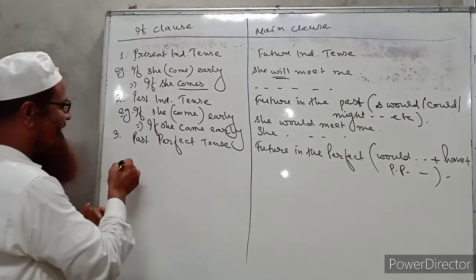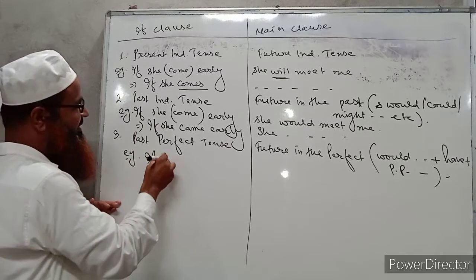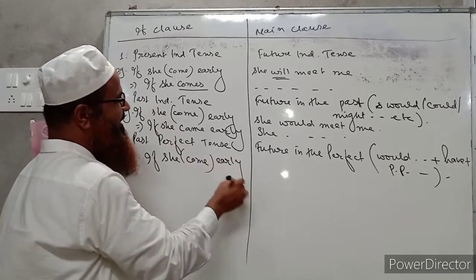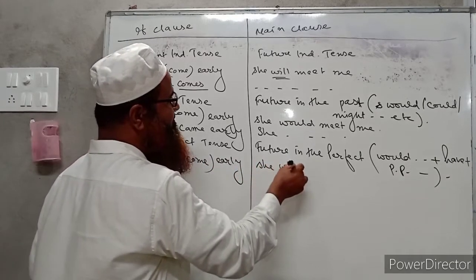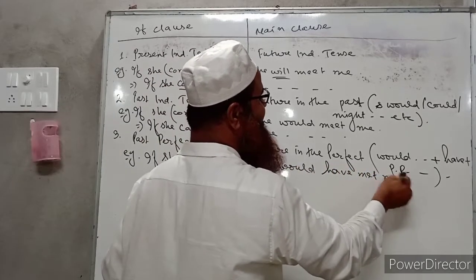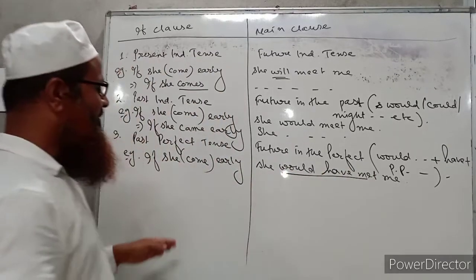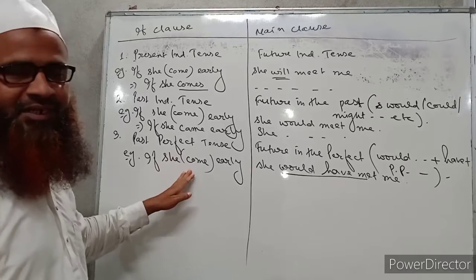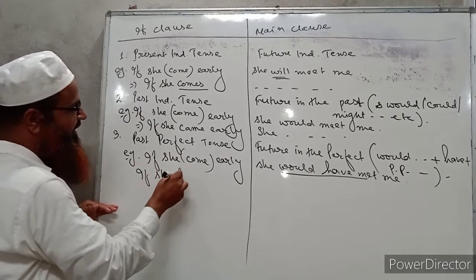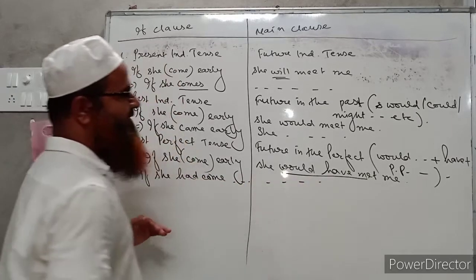So if we write like this, here you see the same sentence I am repeating again and again. If she come early, she would have met me. So this part is written in future in the perfect, and this part of the condition must be written in past perfect tense. So it will be: if she had come early, she would have met me.